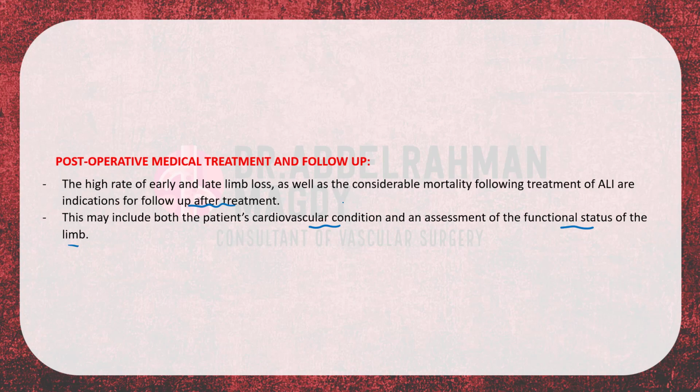So what are the main items of the follow-up? The cardiovascular condition of the patient and the cardiovascular risk factors of the patient. And the other thing, after treatment of the acute limb ischemia, what is the functional status of the limb? Is it a full recovery, or a partial recovery? And what about this partial recovery? Will it be a permanent disability for the patient, or will it improve with time?